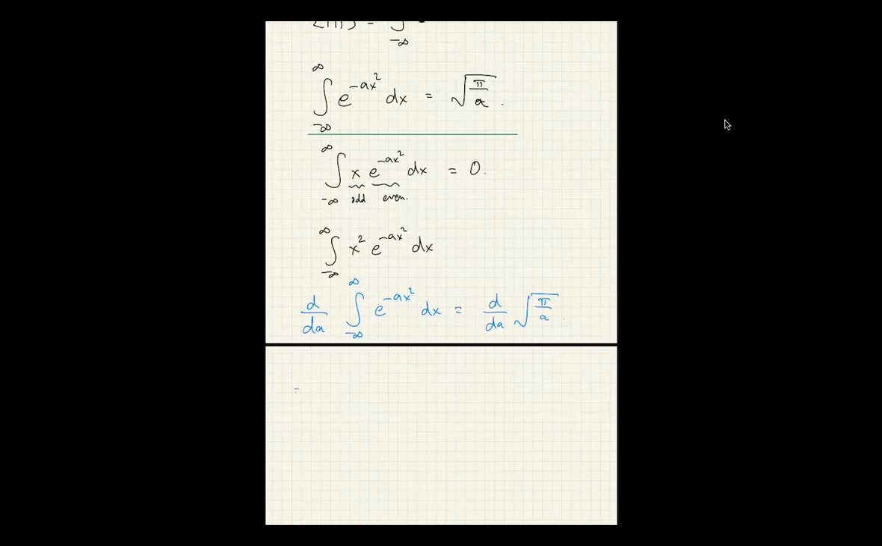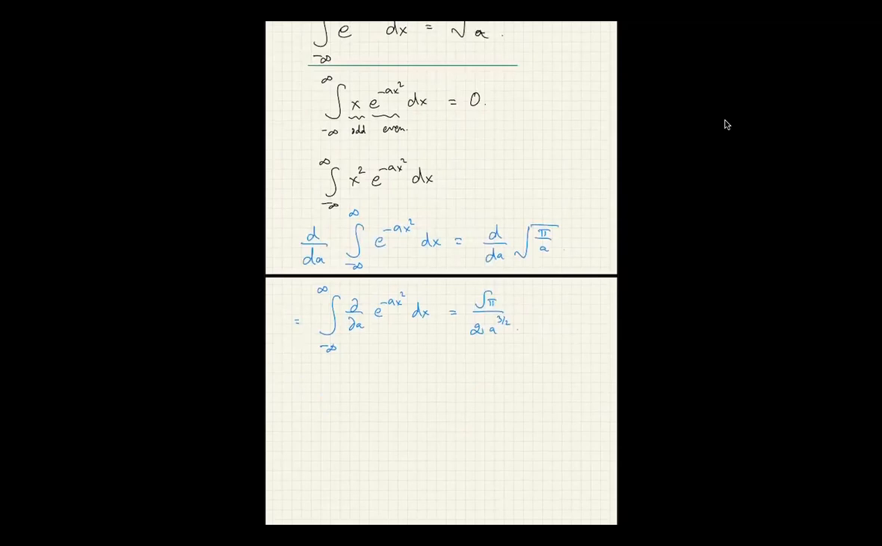So this is equal to, now, since the integration is over x and I'm differentiating with respect to a, I can easily take this differentiation inside the integral. The right-hand side, of course, is basically the differentiation of 1 over square root of a, which is square root of pi over 2 times a to the 3/2, and with a minus sign.